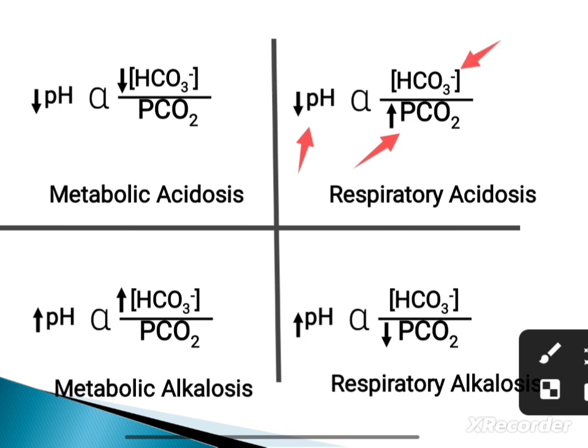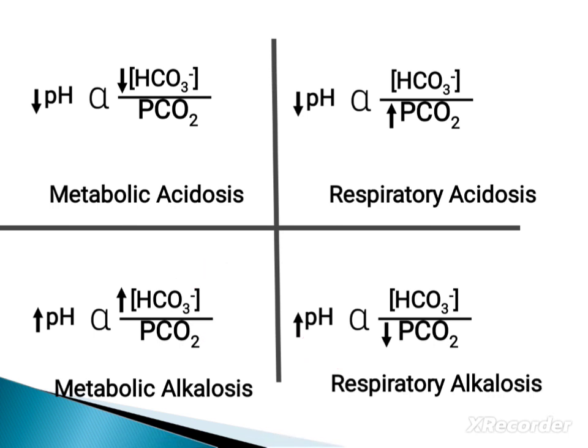Now, metabolic alkalosis. Alkalosis always means increased blood pH. Metabolic means increased bicarbonate, where partial pressure of carbon dioxide is normal. And lastly, respiratory alkalosis. Alkalosis means increased pH. Respiratory means decreased partial pressure of carbon dioxide, where bicarbonate is normal. So, students, defining acid-base disorder is very easy.